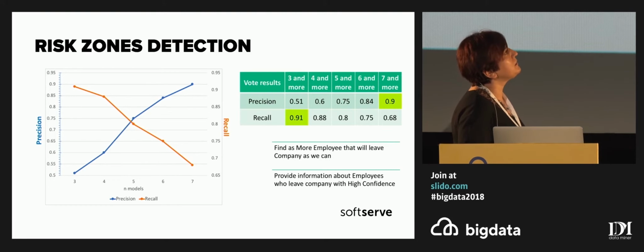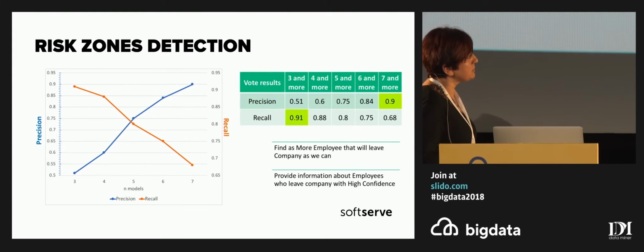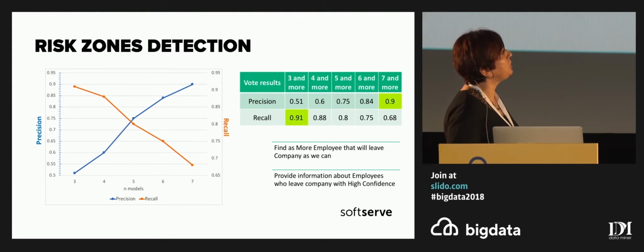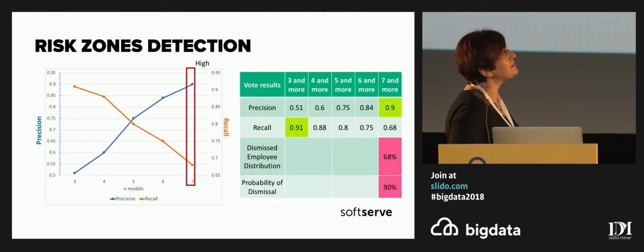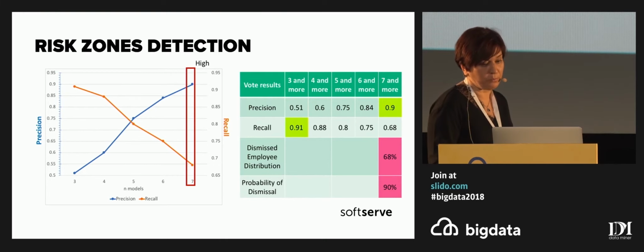It means that we predict an employee as an employee at risk, and that employee will leave the company with 90% probability, and it allows us to meet our second criterion: provide information about employees who leave the company with high confidence. So for this purpose, we consider this result in order to define the high-risk zone. The high-risk zone is characterized by 90% probability that the employee leaves the company, and it contains 68% of employees who definitely leave the company.